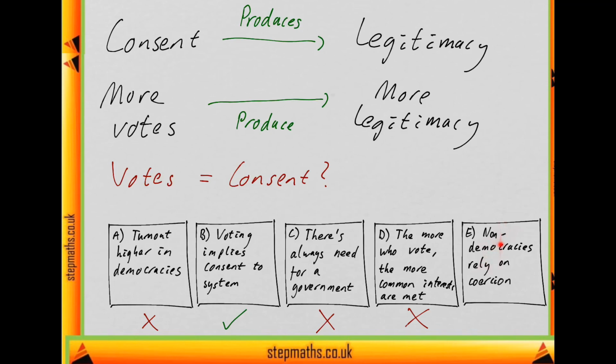And E, non-democratic systems rely on coercion. That has a similar problem to A in that the writer isn't comparing democracies and non-democracies. So it can't be something you're assuming. So here we see clearly that the answer is B.